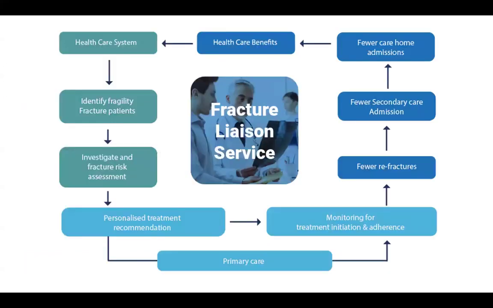So I briefly introduced the concept of a fracture liaison service a little earlier, and basically it starts here in the top left corner with the healthcare system, working to identify patients that have fragility fractures. And it works to basically investigate and develop a fracture risk assessment. You develop a personalized treatment plan along with the primary care physicians, and then you have long-term monitoring for treatment initiation, adherence, the goal being reduce the number of fractures, reduce readmissions, and overall improve their health.